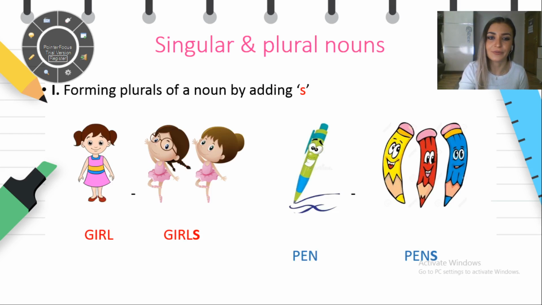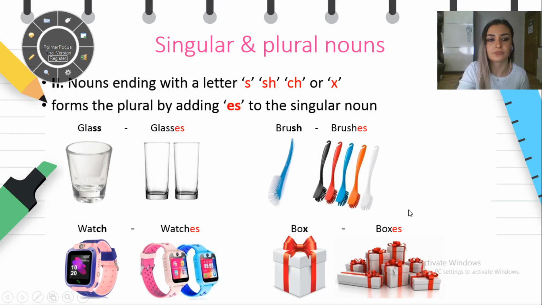Okay, let's start. Singular and plural nouns. Singular nouns, remember, denote one thing, whereas plural nouns denote more than one thing. In general, nouns in the English language form their plural by adding the letter S at the end of the word. For example, we have the word girl, which becomes girls, pen, pens, etc.